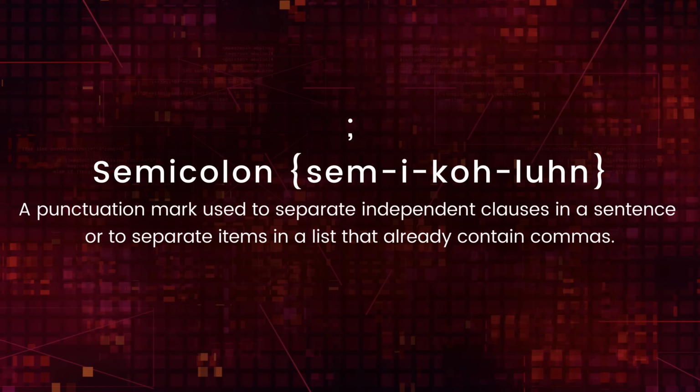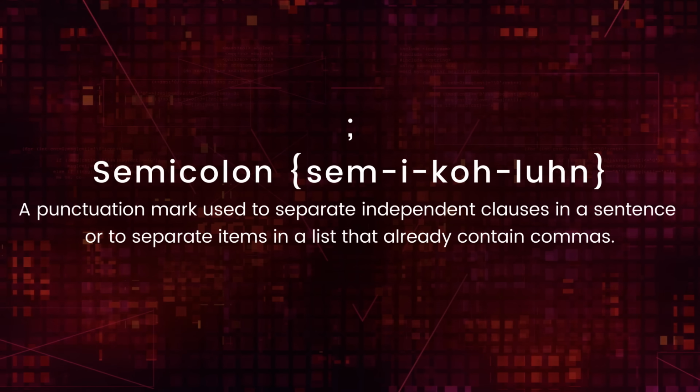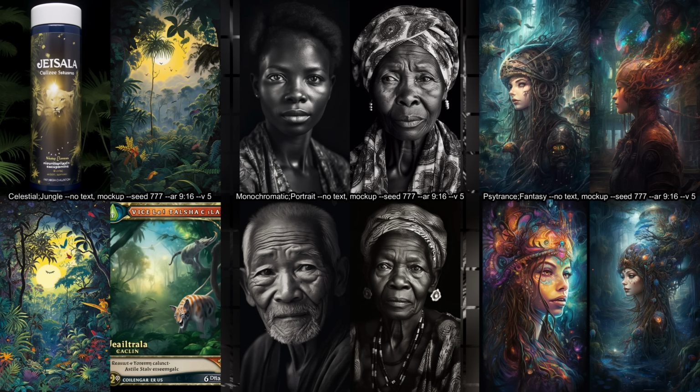Semicolon. A punctuation mark used to separate independent clauses in a sentence or to separate items in a list that already contain commas. Definitely again something that is different yet similar at the same time. It's getting harder to tell which symbols have similarities and which do not, because there doesn't seem to be a definitive logic to it. Each subject and each image seems to behave in a slightly different way.